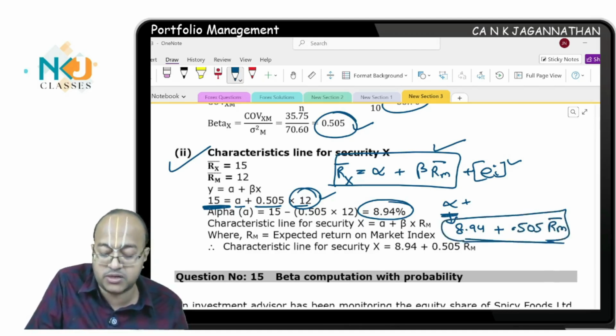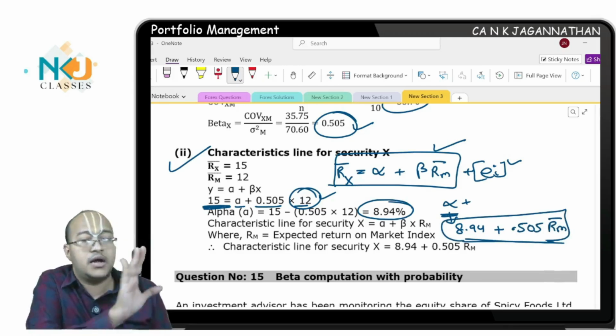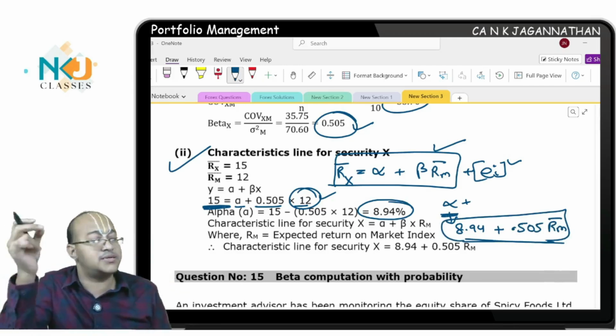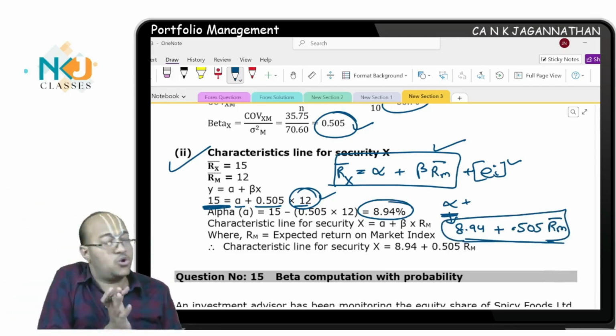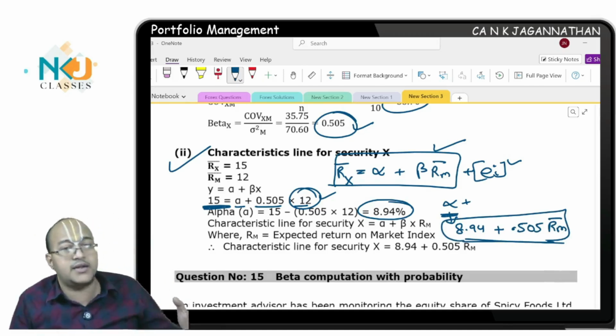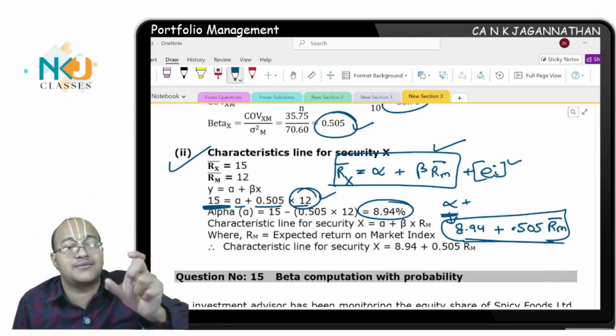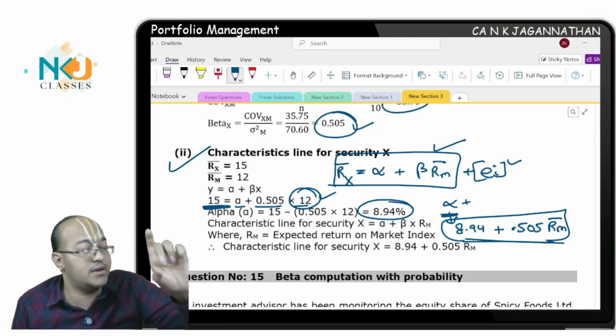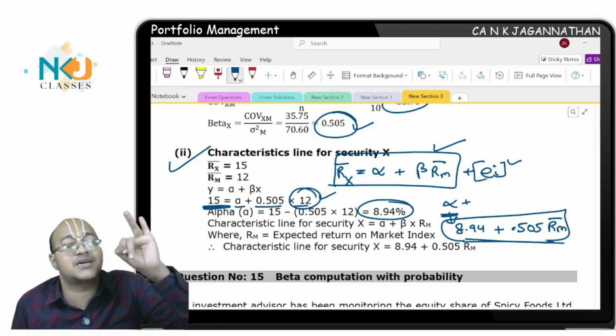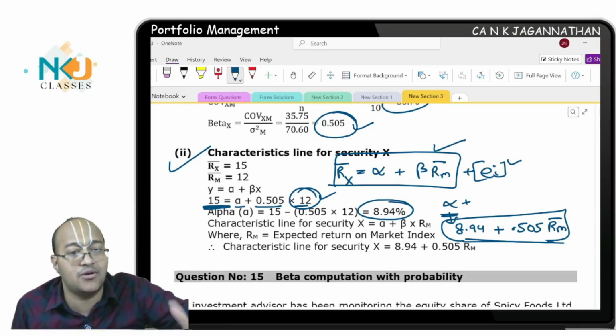This is the equation now. The variable you will keep as such, and the constant you will write. If you change the variable, you will get the line, the slope. Are you listening? Constant will be there and the slope will be there. This is a line. The capital allocation line, capital market line, security market line, characteristic market line, all these are lines.